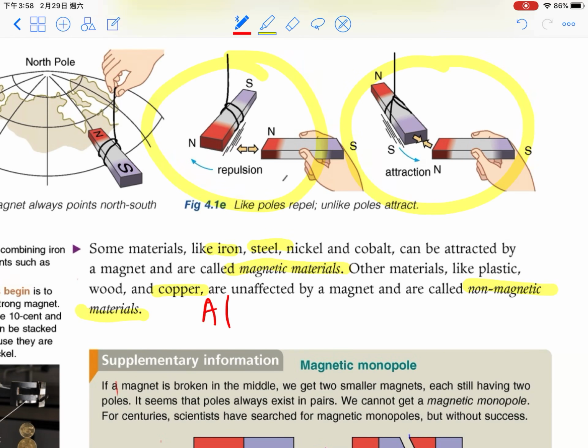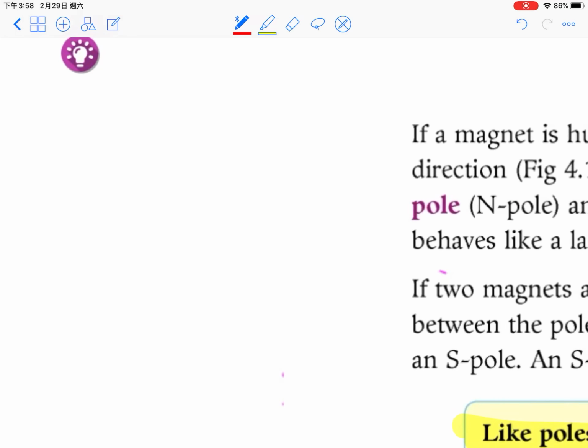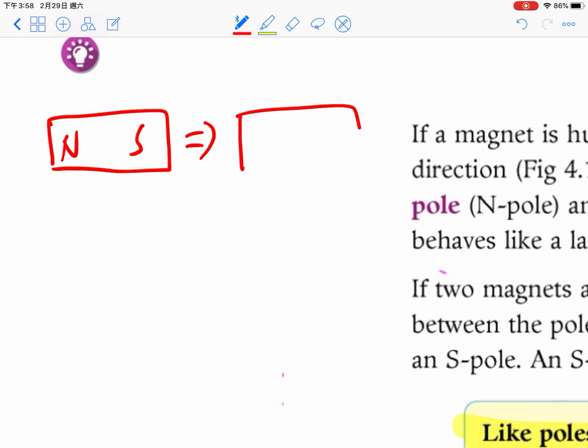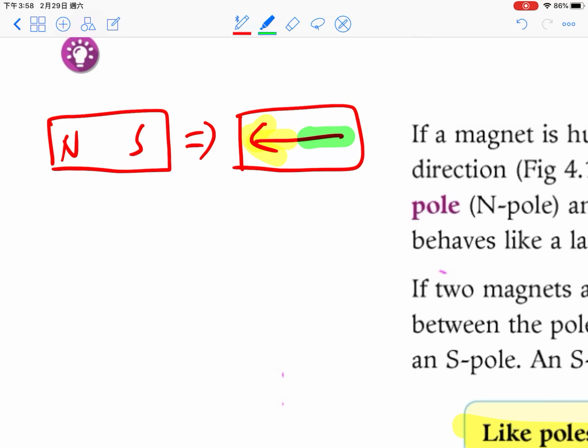But what is the secret of the magnetic material? Before answering this, we have to think about the structure of a magnet. So maybe you can jot down notes here. If we have a magnet with a south pole and north pole, in physics we would like to draw an arrow to represent it. The tip of the arrow means north pole, and the tail of the arrow means south pole.